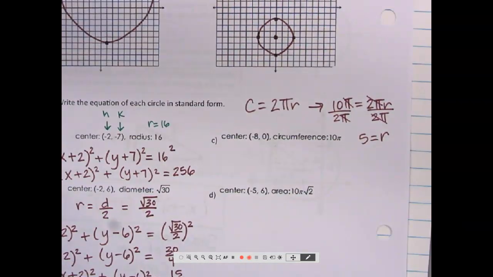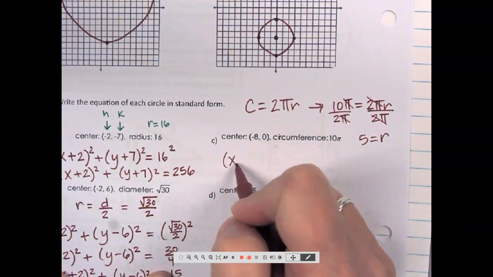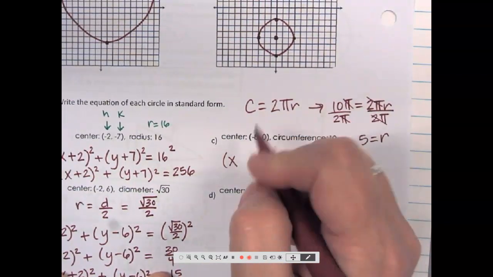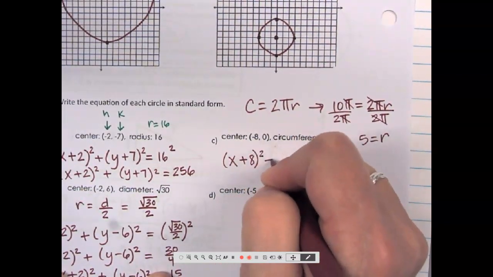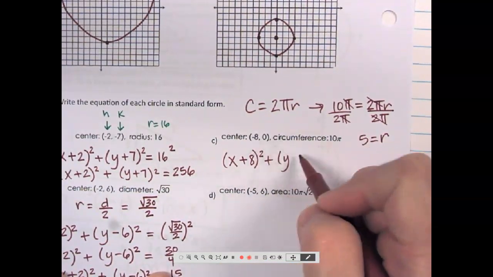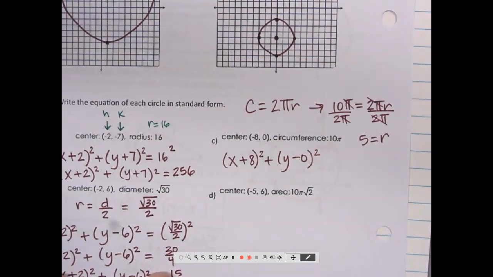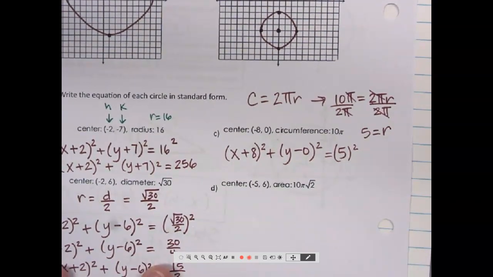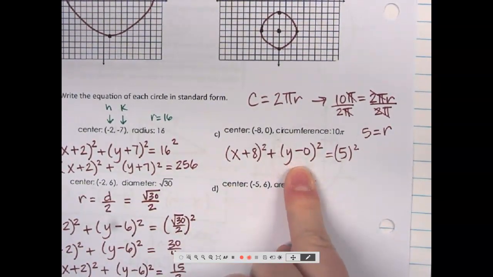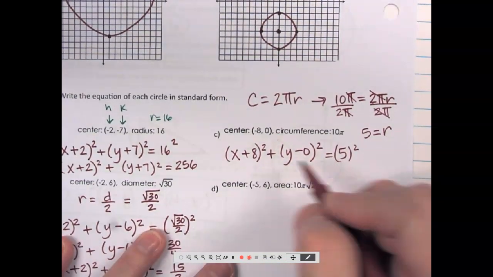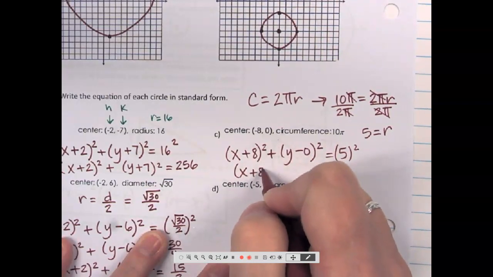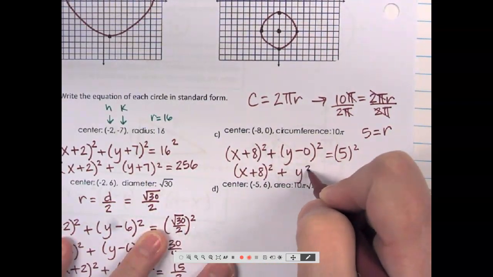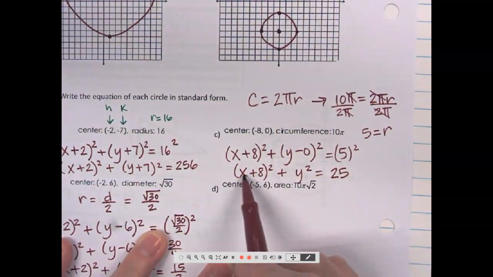So we took the circumference, found the radius, now we can write our equation. So I have x minus h, but minus a negative becomes plus 8, plus, okay, y minus 0 squared equals 5 squared. Now, if you want to leave it at y minus 0, that is perfectly fine, but how else could we write that? Just y squared. So if you want to keep the 0, just to remind you that that coordinate is 0, that's perfectly fine. But I'm going to just leave it y squared.